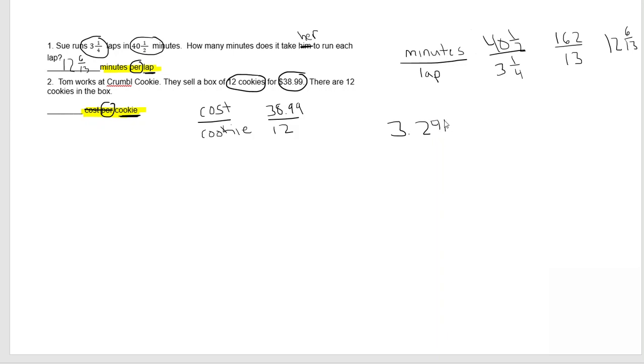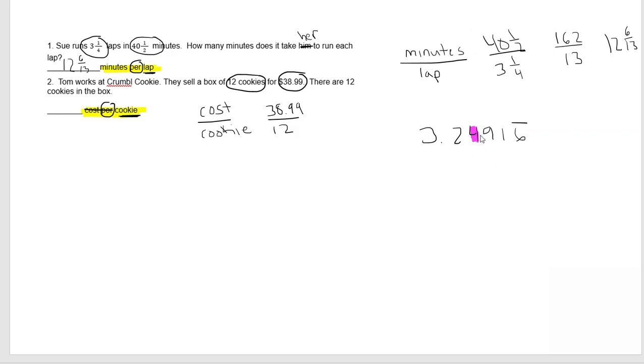Now in your calculator, you're going to get a number that looks like this, 3.249. Let me write this a little bit clearer. It's 3.249, and then it has a 1, and then it has a 6 that's repeating. Okay, if we're talking about money, money always rounds to the hundredths place. So when we look at this number right here, this is my hundredths place. The 4 is in my hundredths place.